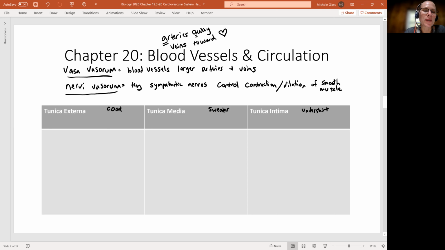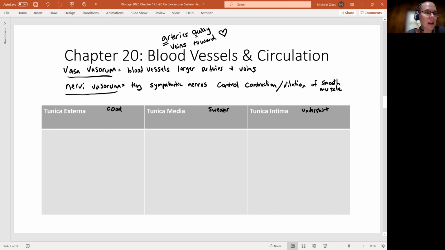Okay, so what we're saying here is the tunica externa is the outermost layer of the blood vessel. The tunica media is the middle, and the tunica intima is the innermost. And we're going to look at characteristics of each of these in terms of the kind of general information. And then we will have a whole video dedicated to just the differences between arteries and veins.